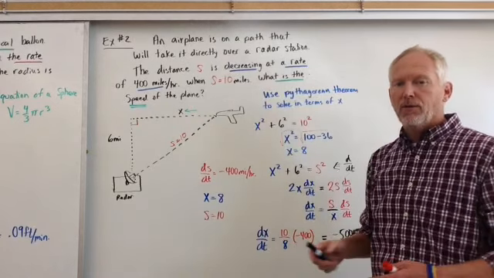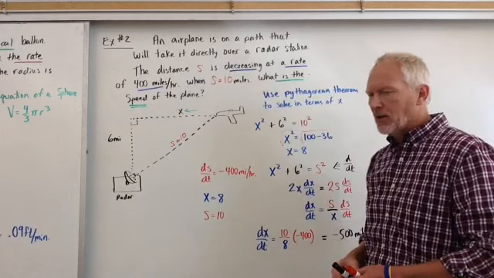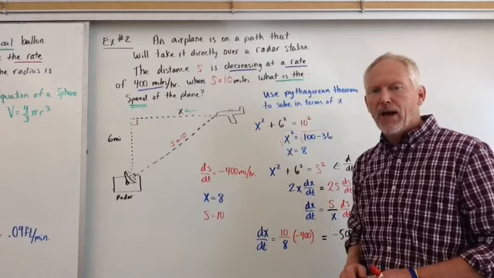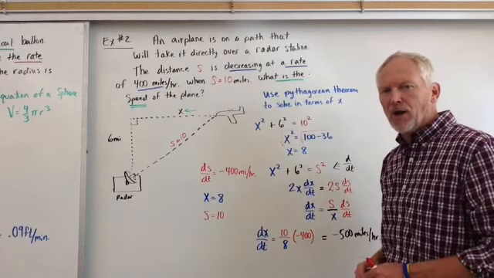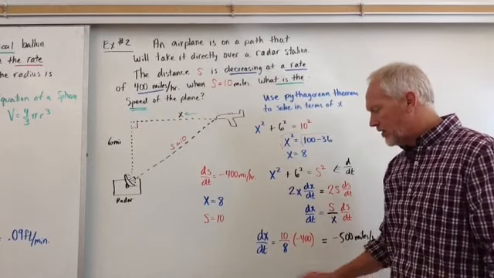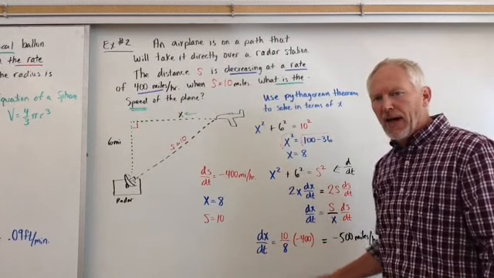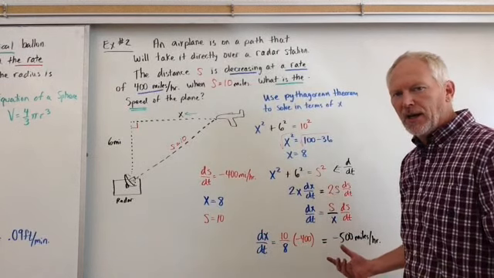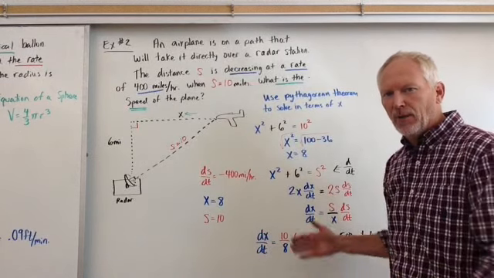Now I know you might be thinking, oh, negative, does that mean it's slowing down? No, we can actually take just the absolute value of that and get 500 miles per hour as our result. Okay, and that is the change with respect to x as the plane is flying 500 miles per hour.